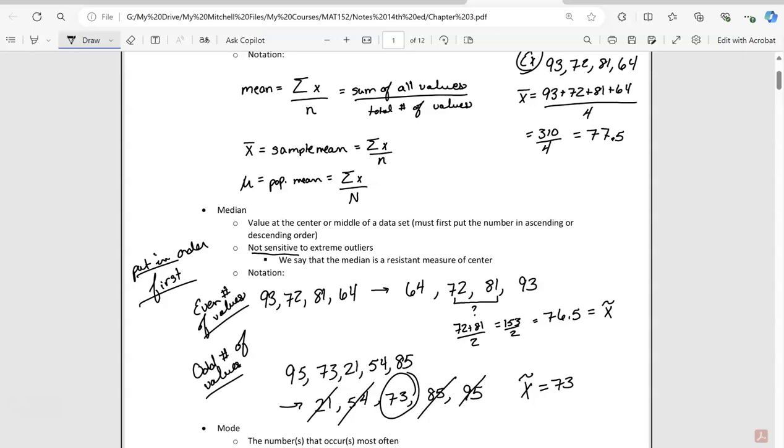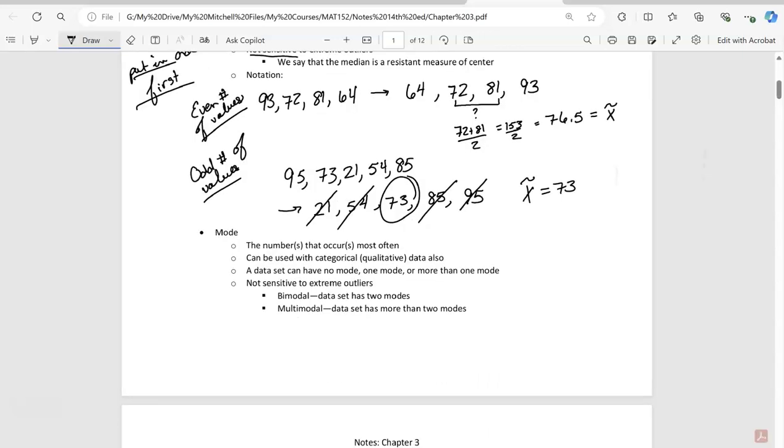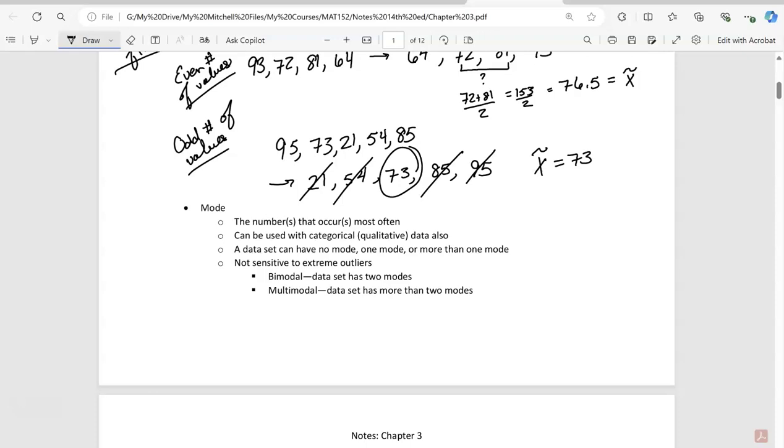So slightly different for an even number of values versus an odd number of values. With an odd number of values, it will literally be whatever is that middle number. An even number of values, you're going to find 2 in the middle, and then you're going to average those. And now let's talk about mode. Mode is a number that occurs most often in a data set. Now, what's interesting about mode is that it can be used for categorical or discrete data. So we could do it for either one.